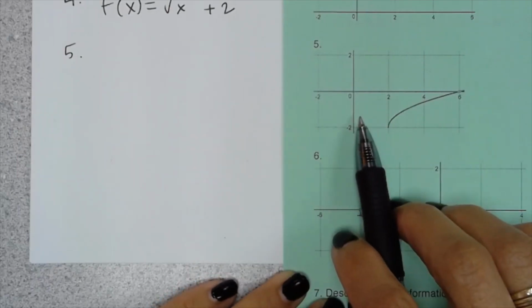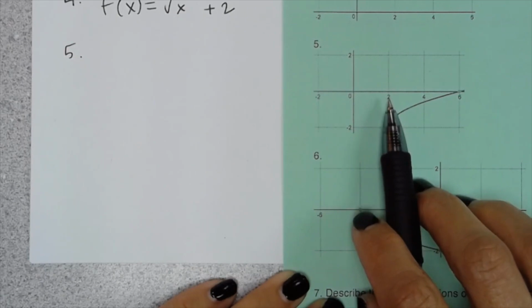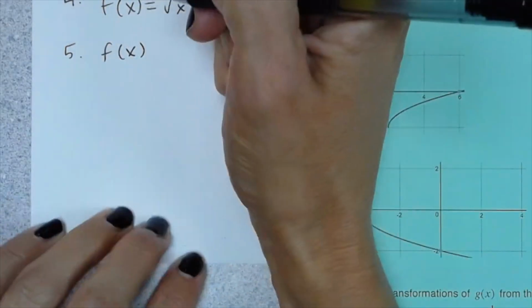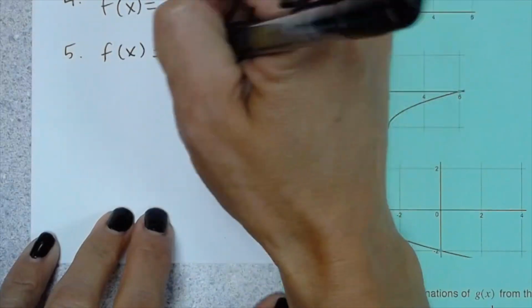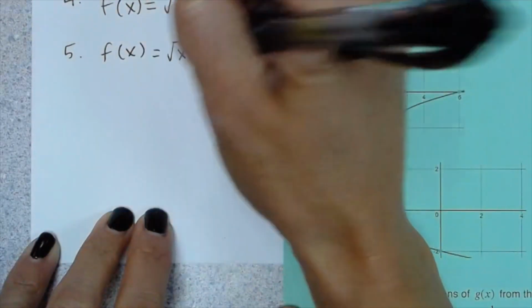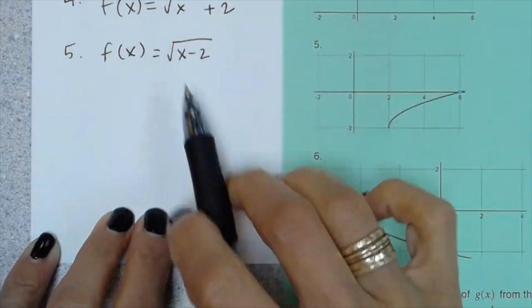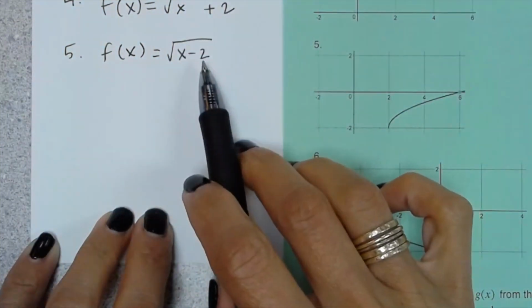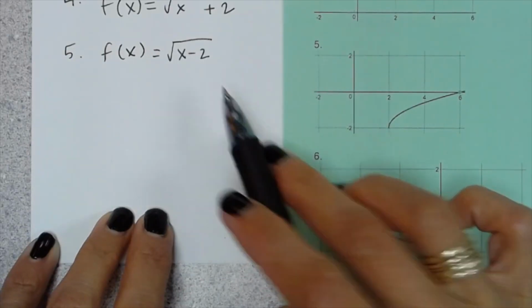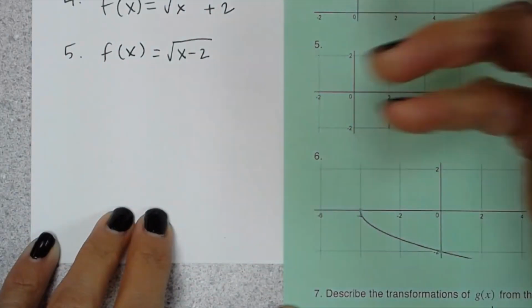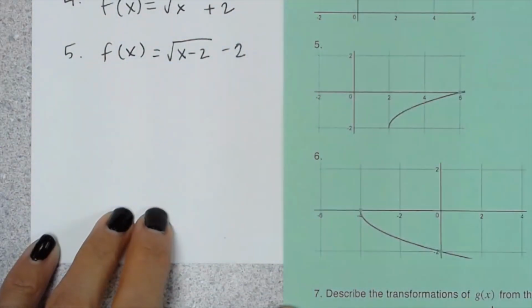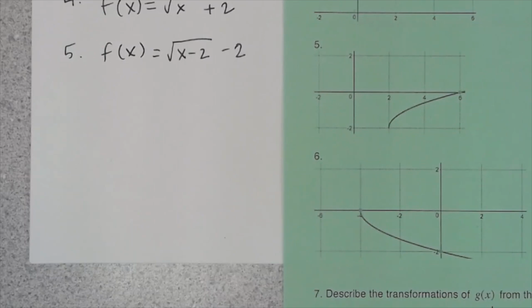For problem number 5, you can see that the graph has moved right 2 and down 2. So to indicate the movement right 2, we're going to go x minus 2. Inside the square root, you're going to use the opposite. It's going right 2, so you do x minus 2. And then it's moving down 2, so at the end we're going to write negative 2. So there's your function for number 5.